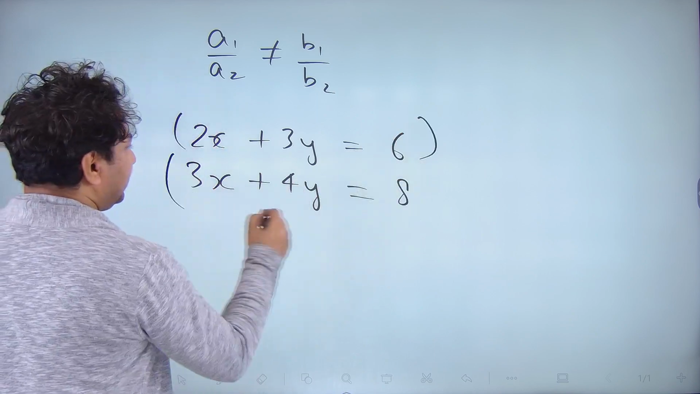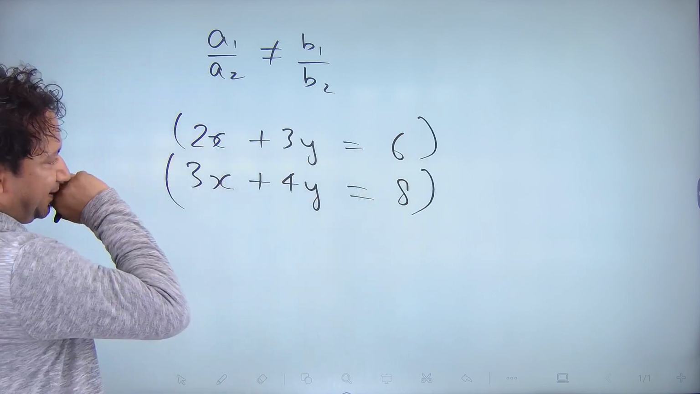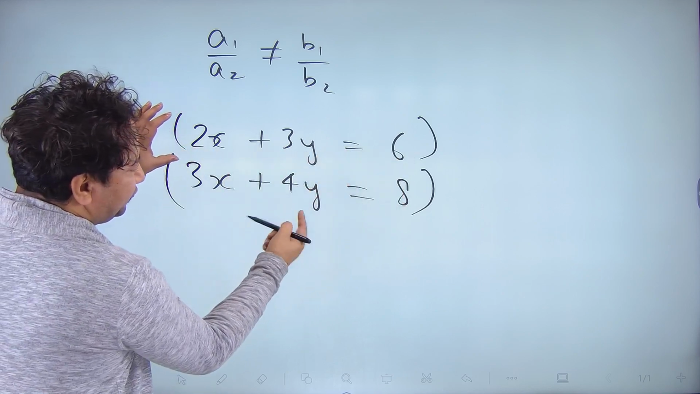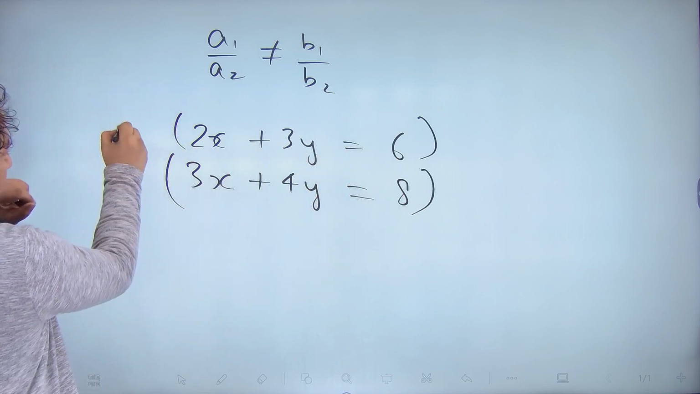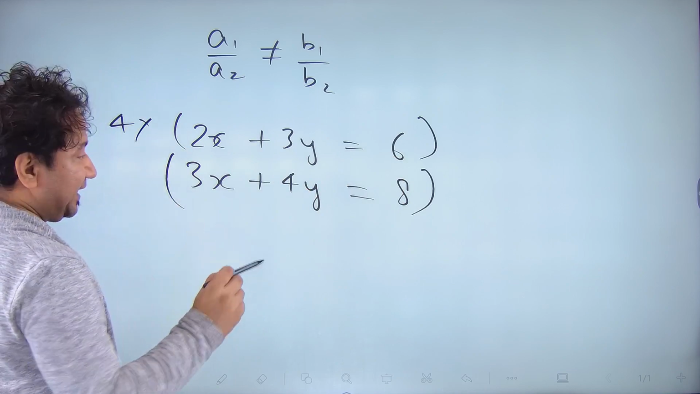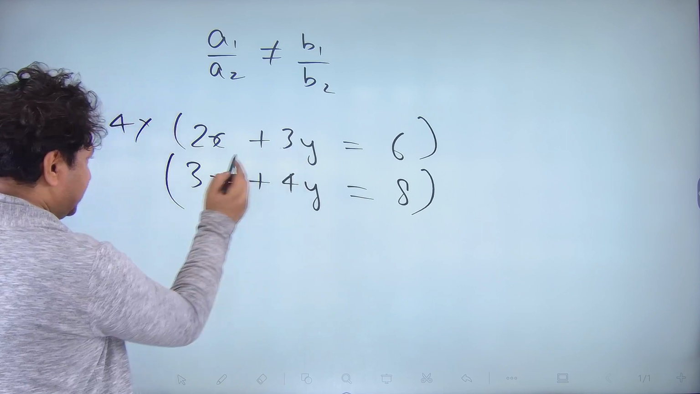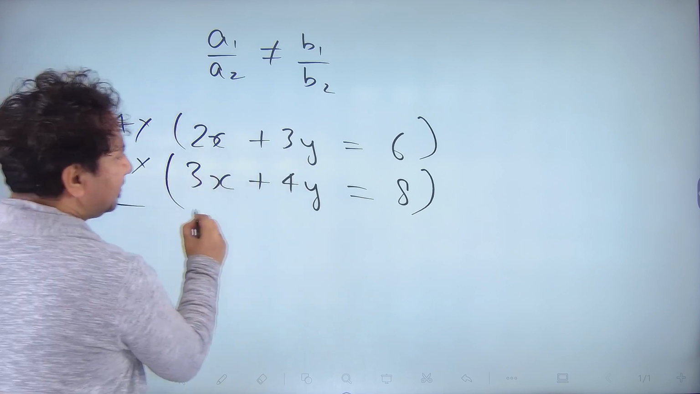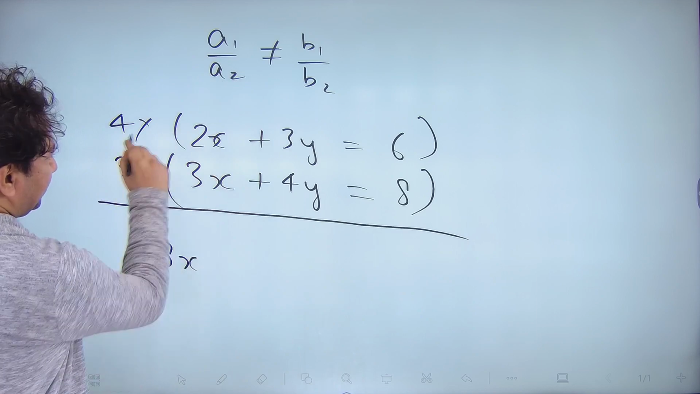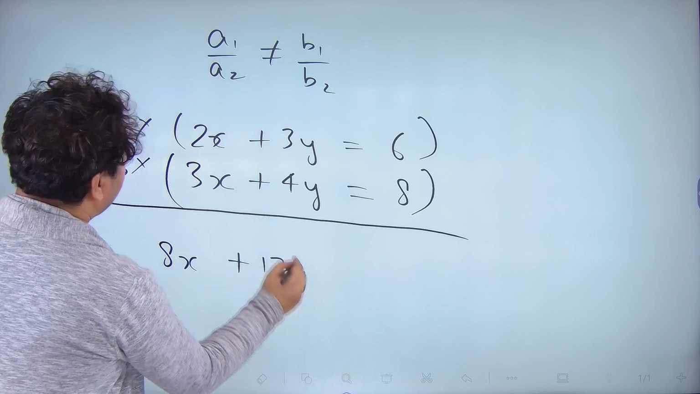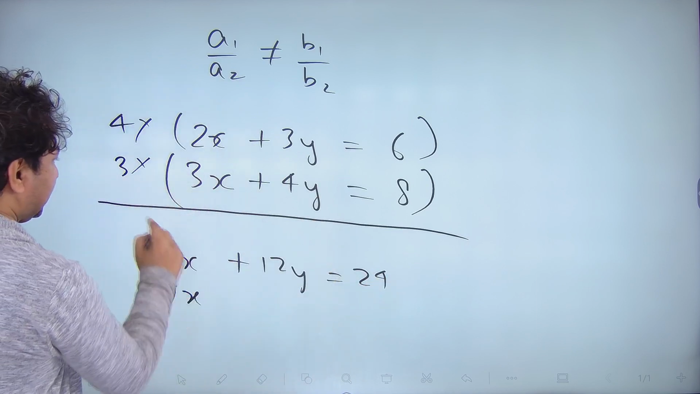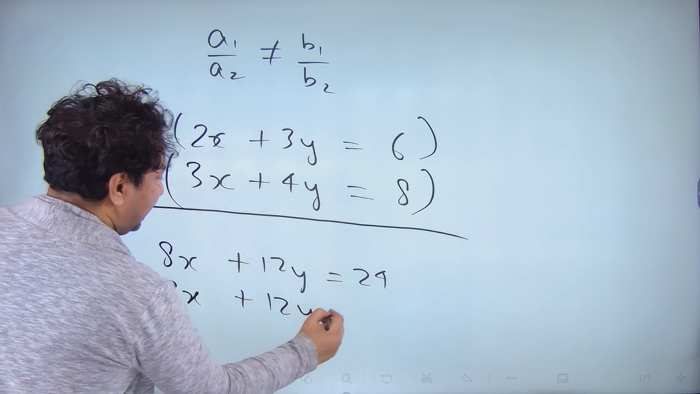To solve this, what can be done? If I want to eliminate, let's say, y, I'll multiply the first equation with the coefficient of y in the second equation, that is 4. And I'll multiply the second equation with the coefficient of y in the first, that is 3. Once I do that, what do I get? 4 into 2 becomes 8x, 4 into 3 becomes 12y, 4 into 6 becomes 24. Here 3 into 3 becomes 9x, 3 into 4 becomes 12y, 3 into 8 becomes 24.